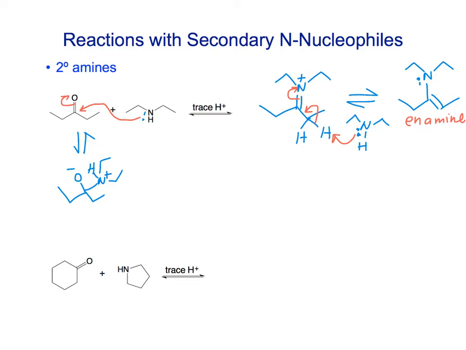All right, so now we have to do the same thing we did before. We need to get rid of the oxygen, so we need to protonate it. We want to keep the nitrogen, so we want to deprotonate it. And so we have a couple of different acid-base steps. We're just going to use our trace acid here first. Protonate the oxygen.